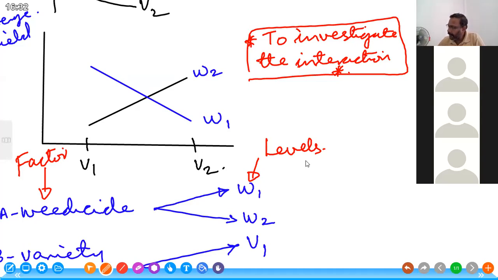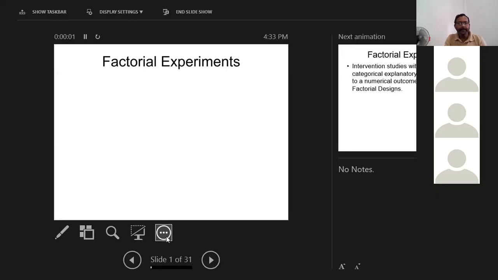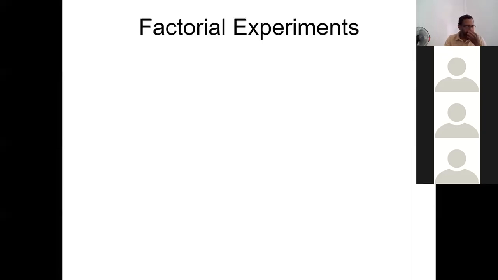So the purpose of factorial is to investigate the interactions. When you talk about interaction, I will go for some introduction on factorial, which I have as a PowerPoint presentation. Can you all see the slide? Yes, sir.